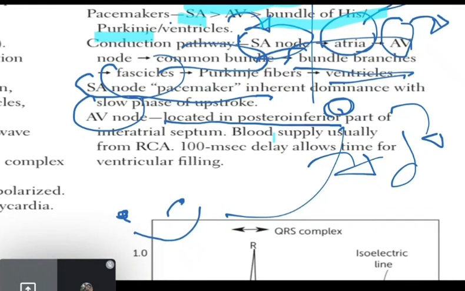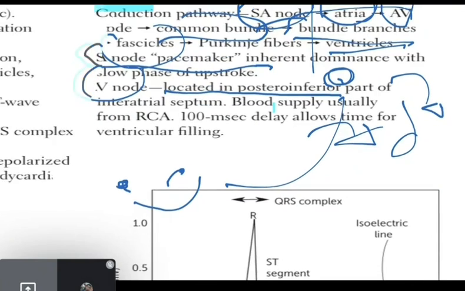Now, the 100 millisecond delay allows time for the ventricular filling. As we say, the AV node is the slowest and it has a 100 millisecond delay in the conduction of the signal, so this allows time for the ventricular filling. Now we talked about this one, we finished this one.